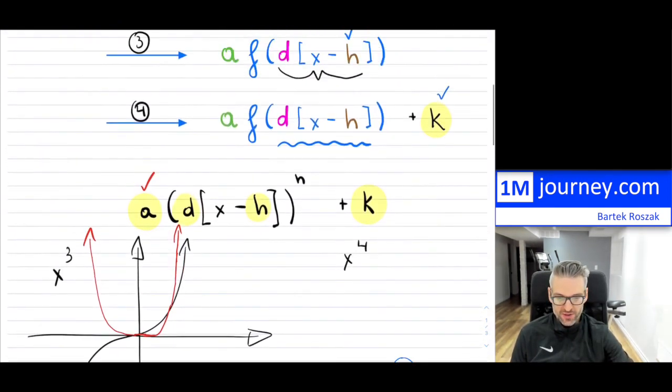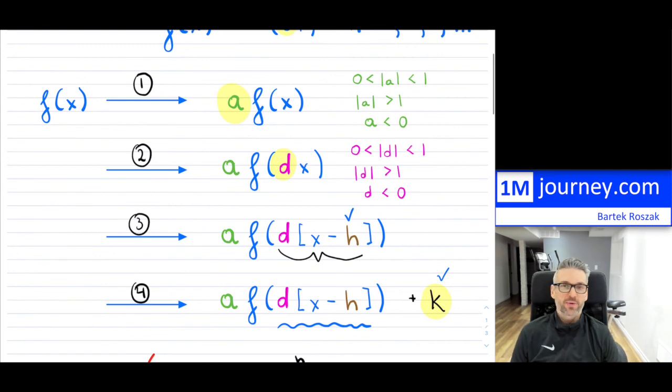I hope that with these transformations, the step-by-step, you probably had enough of these.